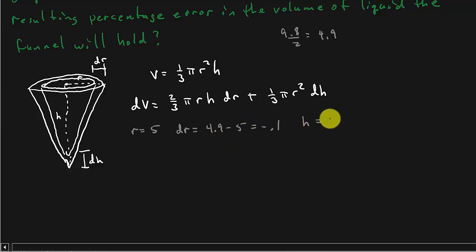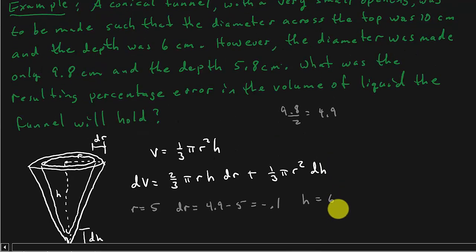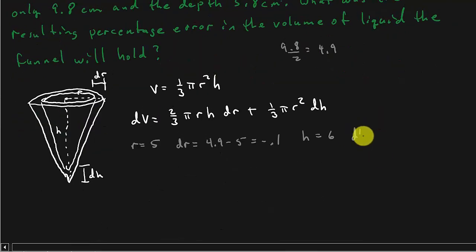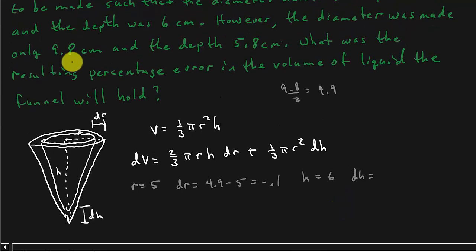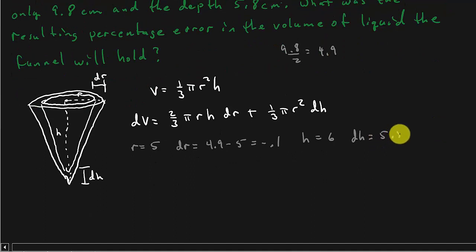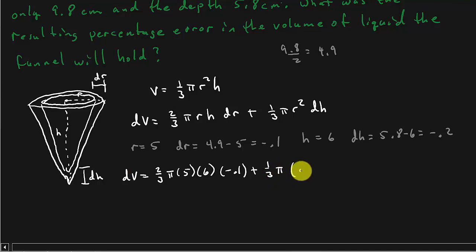And then our height, h, that was supposed to be 6 centimeters. And so dh, well, what did it do? It went from 6 to 5.8. So that's going to be 5.8 minus 6, which is negative 0.2. Okay. And so now let's plug all this in. So I've got dV is equal to 2/3 pi times r times h times dr, which is negative 0.1, plus 1/3 times pi times r squared, so times 5 squared, times dh, which is negative 0.2. And when I calculate all of that, I get negative 11.5, and that would be centimeters cubed.